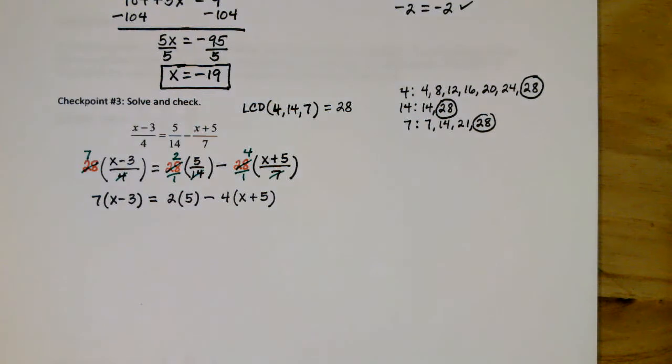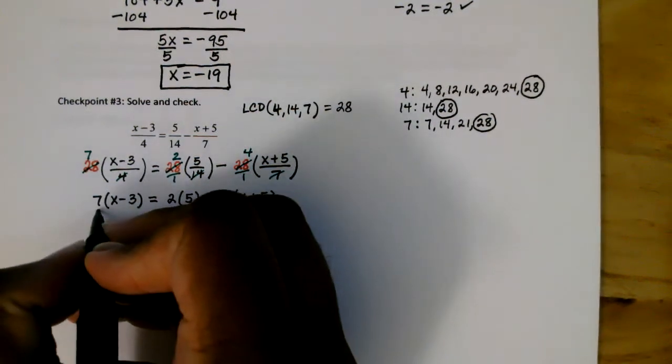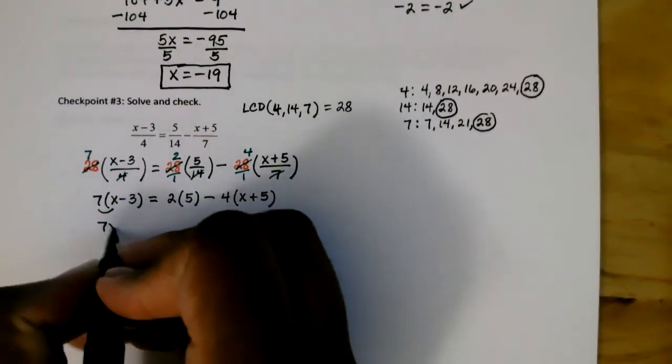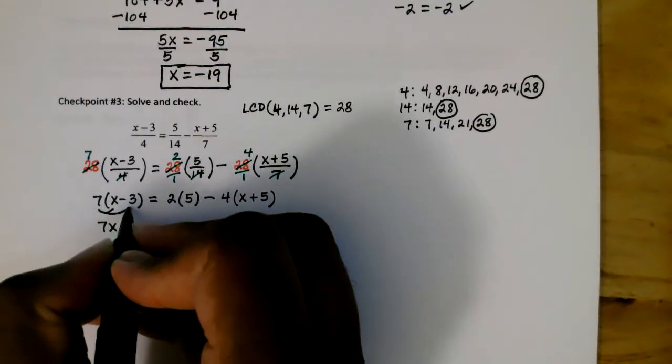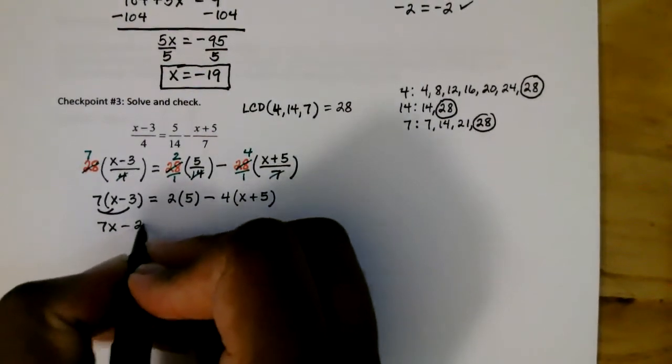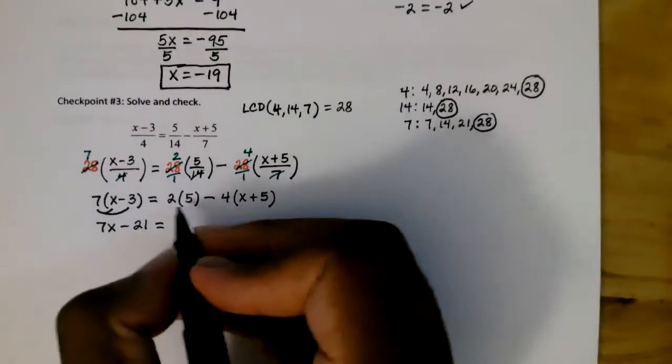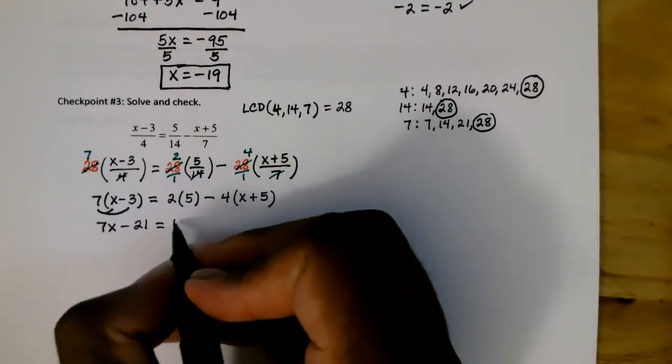Now, let's simplify all this by removing parentheses and combining like terms. So if I do 7 times this x, that will be 7x. And then 7 times minus 3 will be minus 21. That's equal to 2 times 5, which is 10.